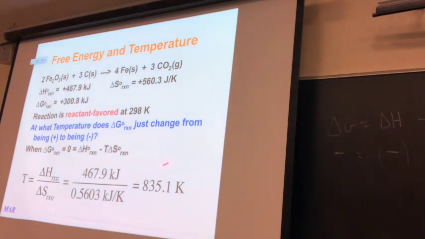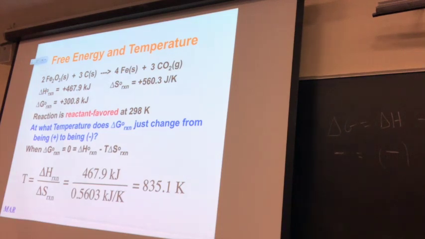So if you rearrange this equation, at first it's delta H equals T delta S, and if you divide both sides by delta S, temperature equals delta H over delta S. This is the delta H value from before in kilojoules. Notice here we turn joules per Kelvin into kilojoules per Kelvin. We want those kilojoules to cancel out. And lo and behold, 835.1 Kelvin pops up.